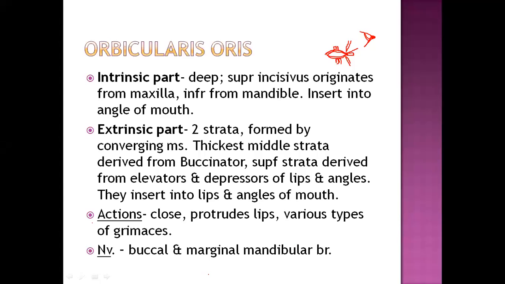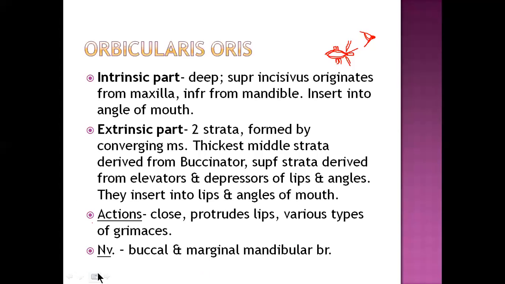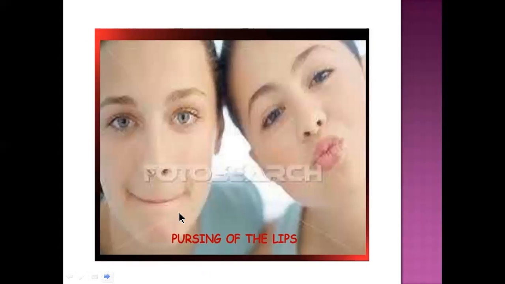And the nerve supply of this muscle is the buccal branch and also the marginal mandibular branch. So the buccal branch and the marginal mandibular branch come from the facial nerve, that is the seventh cranial nerve. Is it clear to all of you? Hello. Yes, sir. Okay. Now, pursing your lips, you can do these movements, and closing your lips. You can give a flying kiss like this.